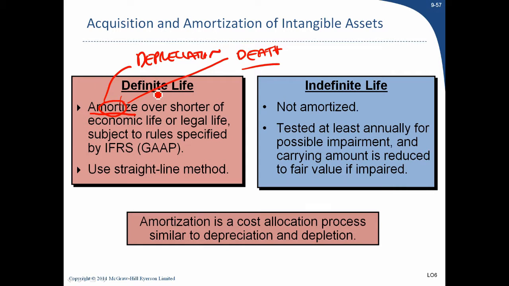The rule for amortizing definite life assets is over the shorter of either the economic life or the legal life. So if the legal life is only 2 years, but you think the economic life of this patent is 10 years, you have to depreciate it over the 2 years because it expires by law in 2 years, even if you could use this patent to generate revenue for 10 years. These use the straight line method. Indefinite life assets are not amortized. But because they're not amortized, they're tested for impairment every year, at least annually.